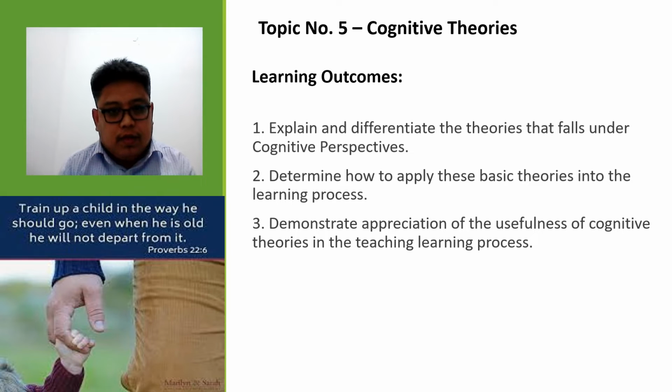Topic number 5, Cognitive Theories, Learning Outcomes. Number 1, explain and differentiate the theories that fall under cognitive perspective. Number 2, determine how to apply these basic theories into the learning process. Number 3, demonstrate appreciation of the usefulness of cognitive theories in the teaching learning process.